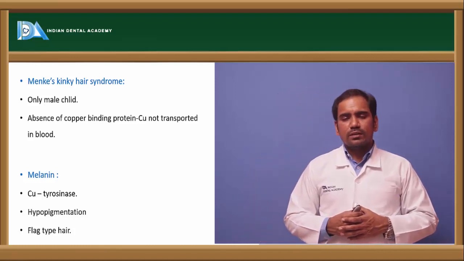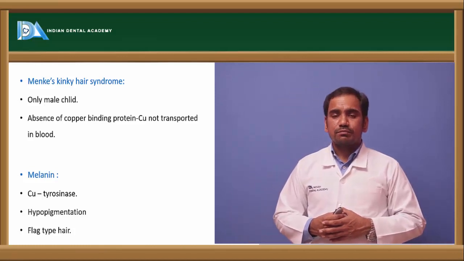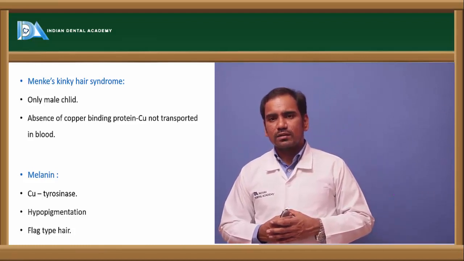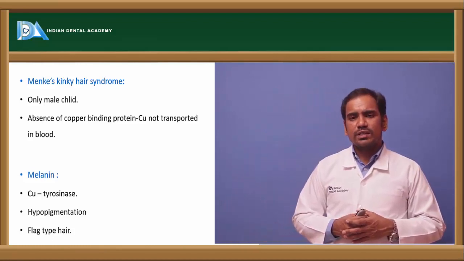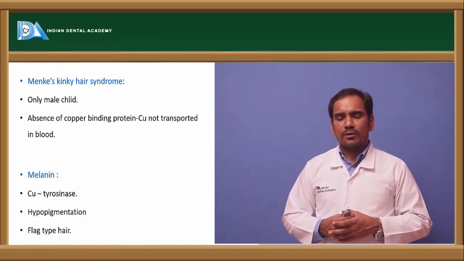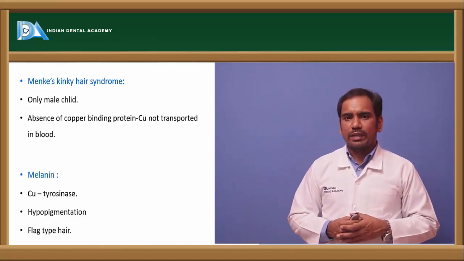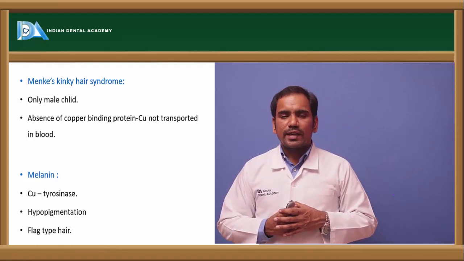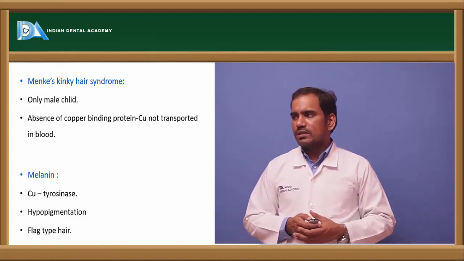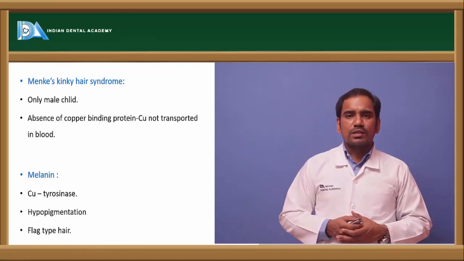Apart from that, another important feature of copper deficiency concerns melanin. Tyrosinase requires copper for its activity. Whenever there is deficiency of copper, tyrosinase cannot convert tyrosine into melanin, and deficiency of melanin leads to hypopigmentation. So that's how it leads to a flaggy type of hair in copper deficiency. This is the effect of copper on melanin synthesis. So that's about copper metabolism.